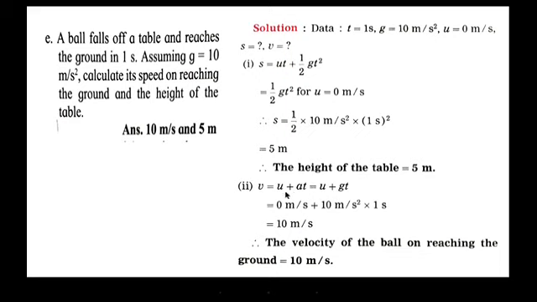Then we have v is equal to u plus at, that is u plus gt. A is g. Okay, and since the object is coming down, the acceleration will be positive because it is in the direction of the gravitational force. So the acceleration will be positive only here. Okay, so we have v is equal to u is 0, so 0 plus 10 into 1, that is 10 meter per second. So therefore the velocity of the ball on reaching the ground is equal to 10 meter per second.